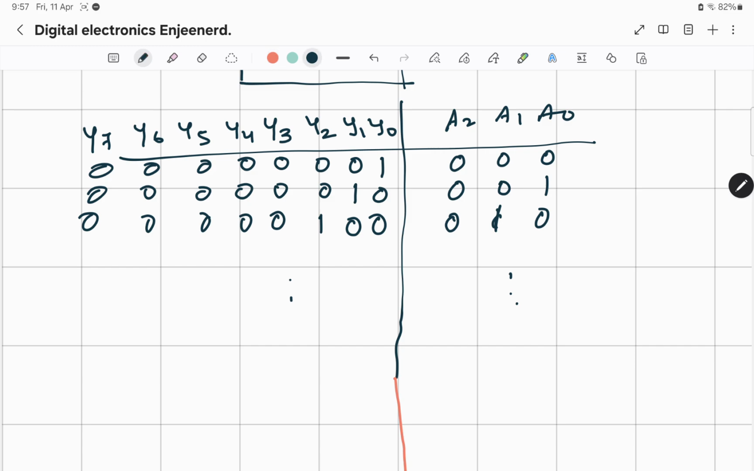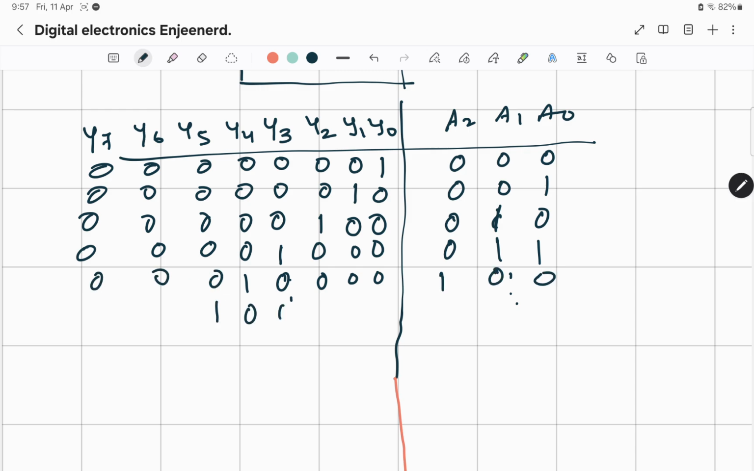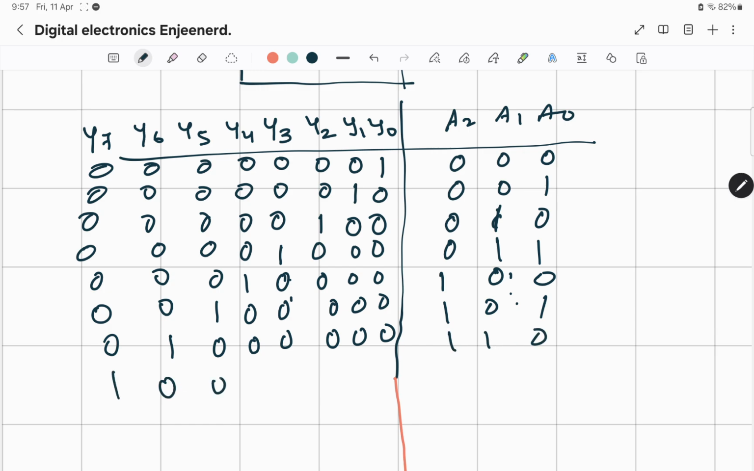So I will fill this table now quickly. Y3 is 1, all other are 0. So this will give me 0, 1, 1. Y4 is 1, all other are 0, which will give me 1, 0, 0. Y5 is 1, all other are 0, which will give me 1, 0, 1. Y6 is 1, all other are 0, which will give me 1, 1, 0. And Y7 is 1, all other are 0, which will give me 1, 1, 1.